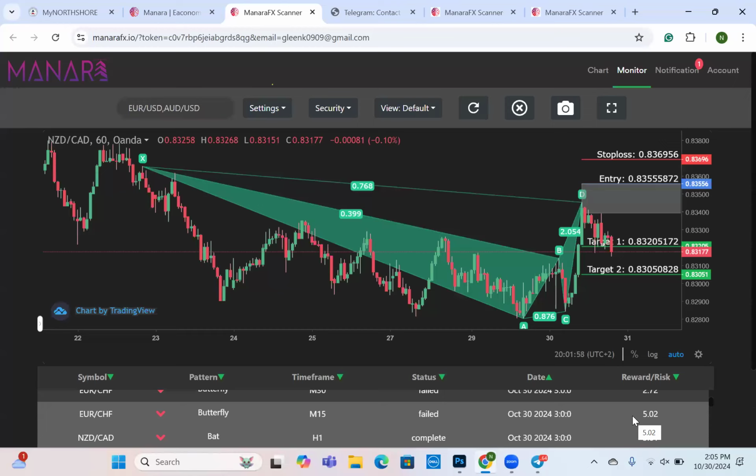It has not got into TP1. Neither has it got into TP2. It's still moving. So that is the meaning of complete. And like I said, when you see complete, those are trades you are taking. When you see failed, don't take the trade.